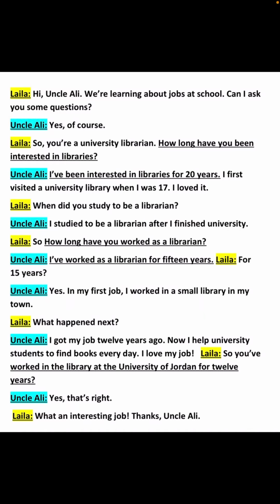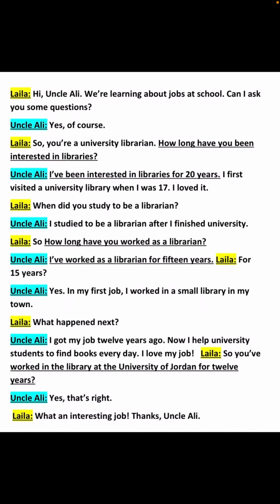هلا هون Layla is telling her uncle Ali that she wants to ask him some questions about jobs. Okay? بدها تسأله بعض الأسئلة عن الوظائف.